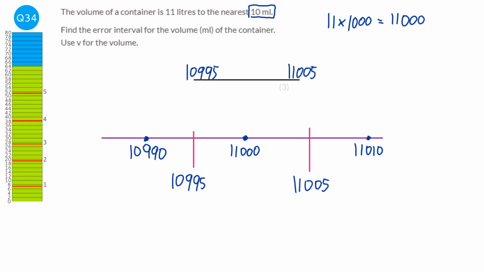And we just need to say that V can be anything above the 10,995 and including that. And it can be anything below 11,005, but it can't include that, because if it was 11,005, it would have rounded up to 11,010.